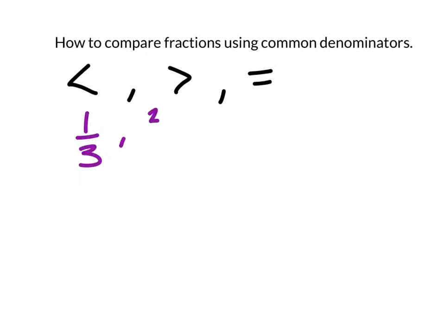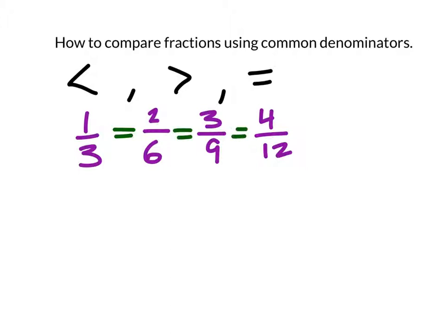What I mean is I could make this 2/6. It has the same value as 1/3, but I've scaled the numbers up, or I've changed the denominator. We could even say that it's the same as 3/9 or 4/12. Now again, all four of these are equal. The only difference is that we've scaled some of the values to look different.